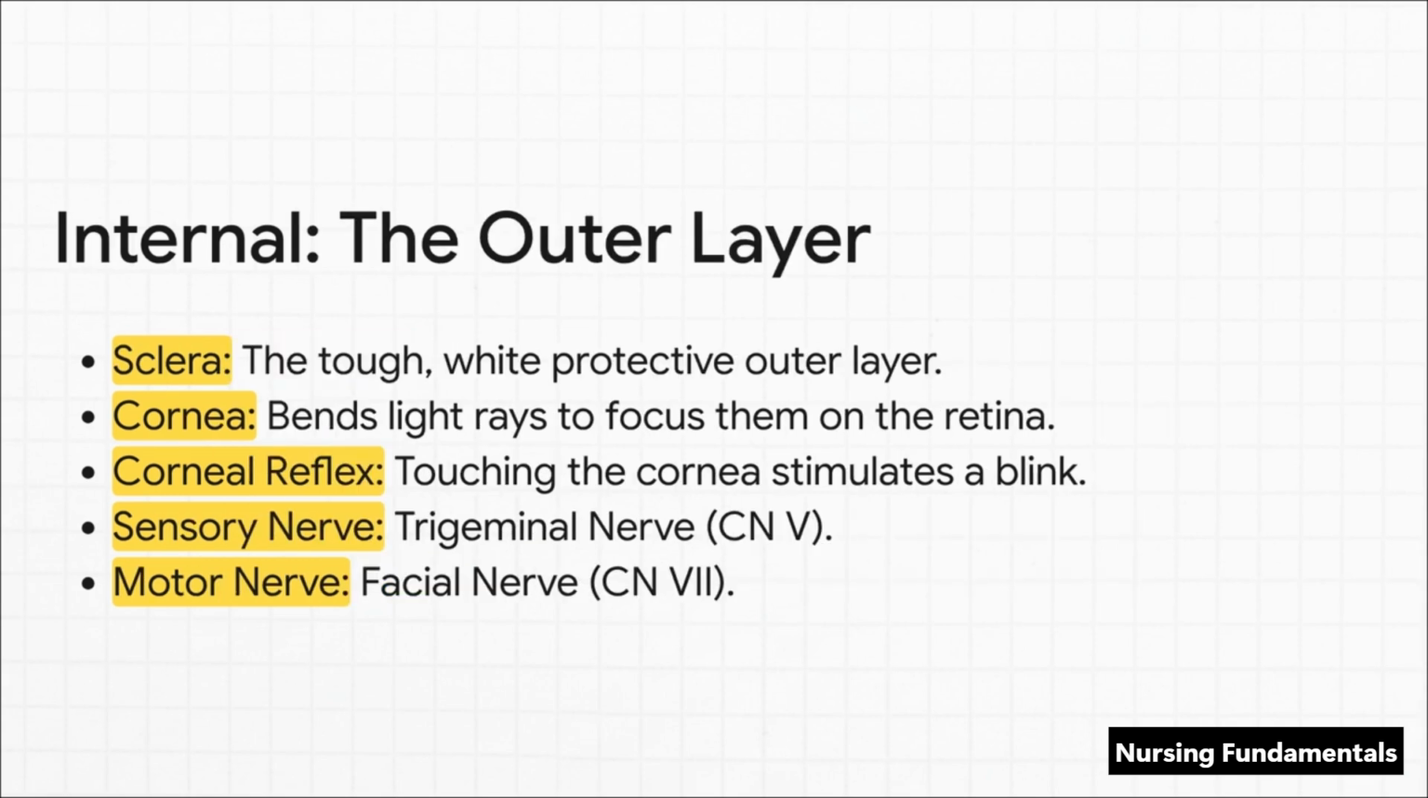Okay, let's peel back that first layer. We see the sclera, that's the tough white part, and the cornea. Now, the cornea is super interesting. Yes, it bends light, which is its main job, but it's also one of the most sensitive parts of your body. If you touch it, you get an immediate blink. That's the corneal reflex. And here's the clinical pearl you need to remember for exams. This isn't a one-nerve job. The trigeminal nerve, cranial nerve V, feels the touch, and the facial nerve, cranial nerve 7, makes you blink. Sensory in, motor out. Super important.